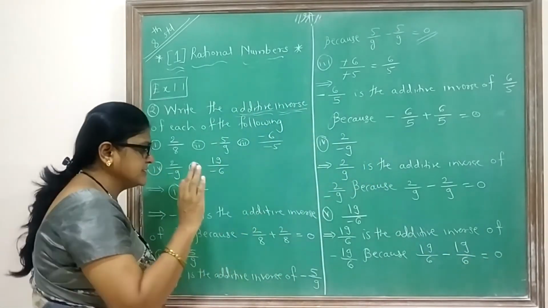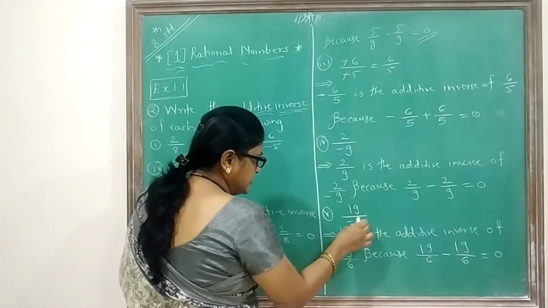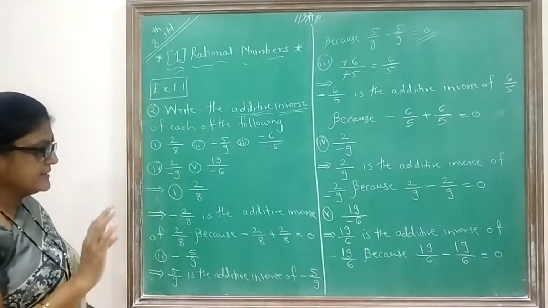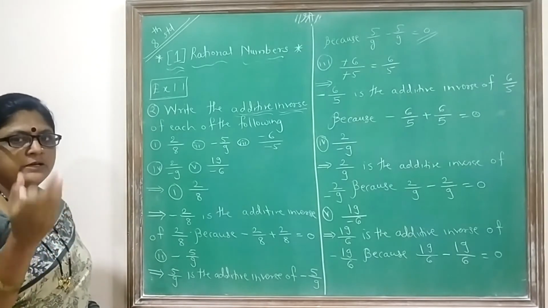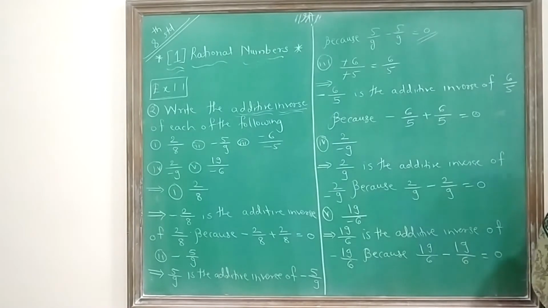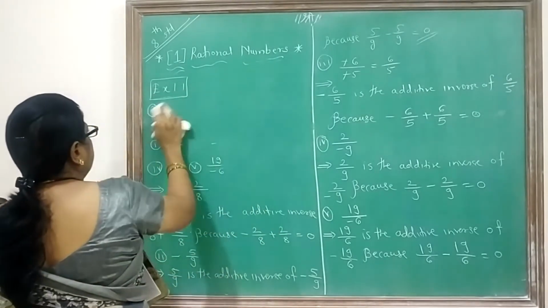Again you will see here, these are very simple examples. Here a minus sign is taken in the question, then you will convert it into plus. This is the additive inverse of minus 19 by 6, and the question and answer are added, then you will get 0. This is your reason. Then see the next example.